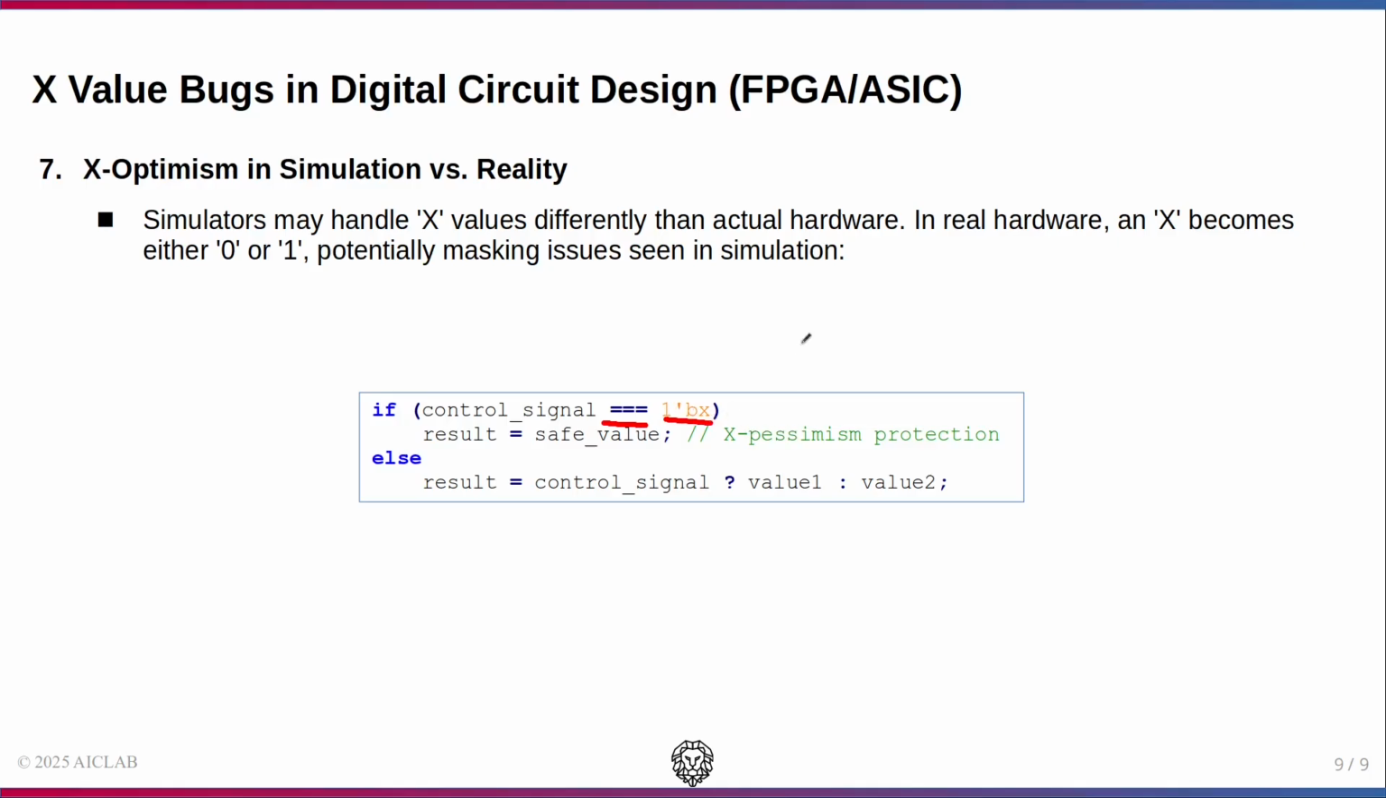So maybe this piece of code works correctly in simulation, but in synthesis, it considers this line as don't care, and probably removes this part and only produces a circuit for this line of the code. So we have a mismatch between simulation and the real hardware.